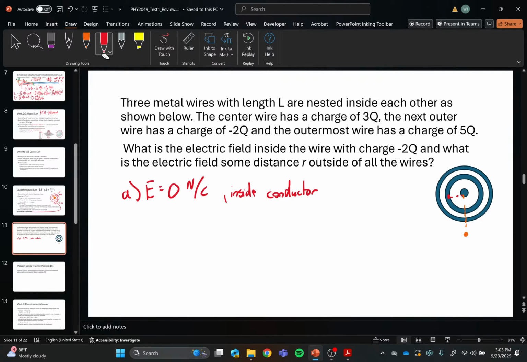What's the full way to do it? Is Q enclosed? What's your area? For a cylinder. Oh, wait, it's a wire. You forgot to put L for the wire. Basically, if you create a bigger ball, this is a cross section of the wire. Yeah, create a bigger ball.